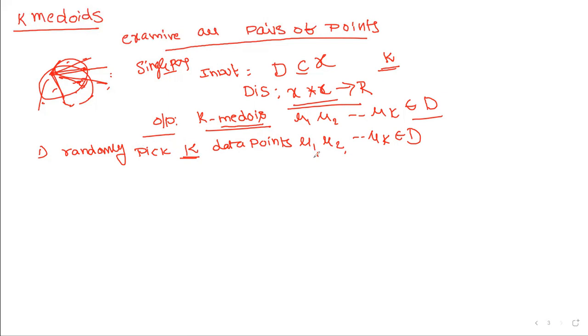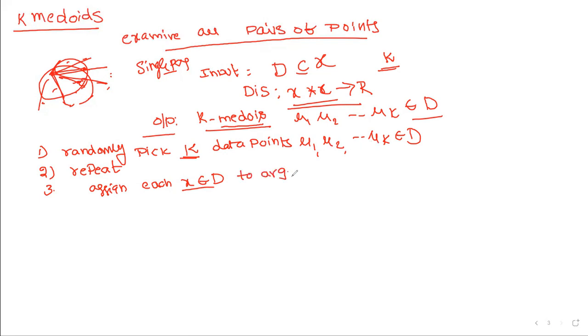My assumption is these are assumed as medoids. In the previous one, these are assumed as mean. Now, you have to repeat a procedure. What is the third step in this? Select a point, suppose assign each x belongs to D. We have to calculate the distance from the point to each and every medoid.